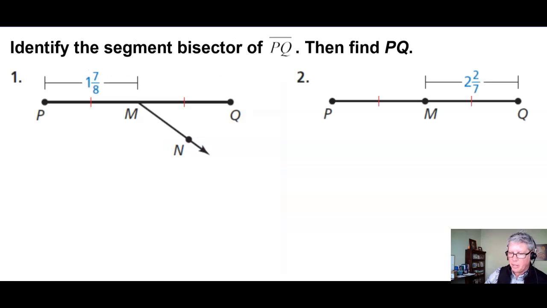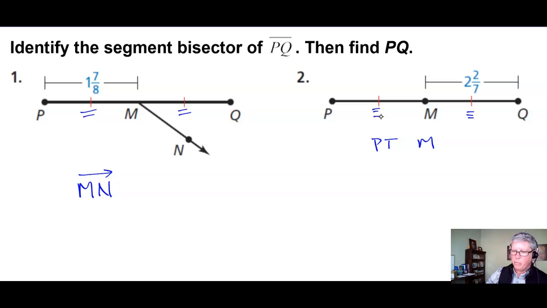All right, identify the segment bisector. Well, the segment bisector here is the ray MN. So that's what's actually cutting it in half. How do I know it's cutting in half? Because it is written. Point M is the segment bisector because that's the object that is cutting it exactly in half. How do I know it's exactly in half? Because it's marked.